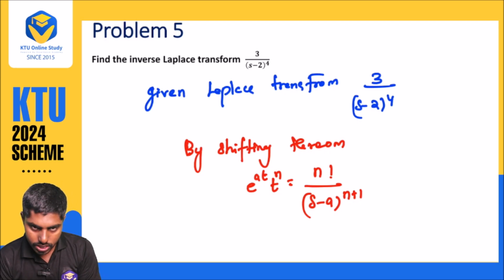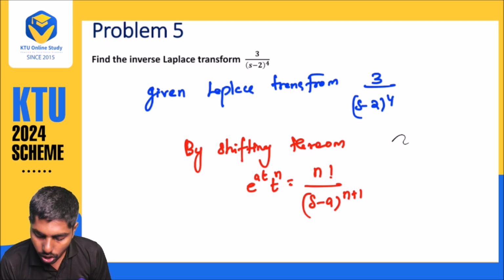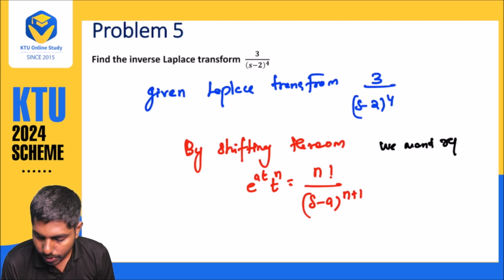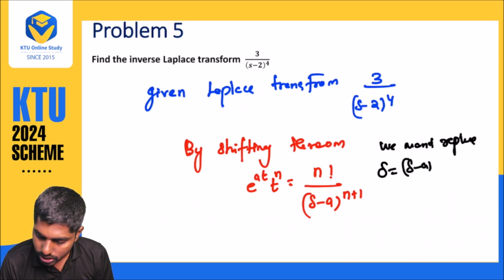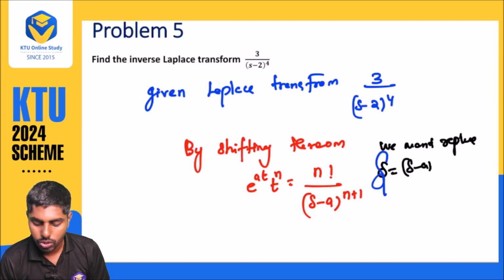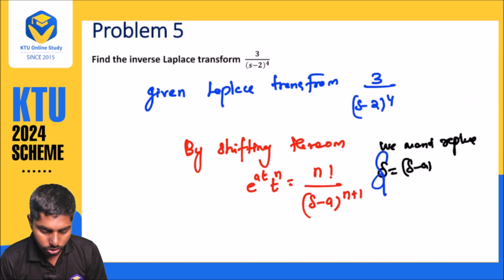You know the thing, just now only we have learned it. In our e power at, you want to replace x minus a. Just consider capital X equal to x minus a. Then when you are writing, you want to write x minus a. That's the thing. So here also the same method only they have asked.